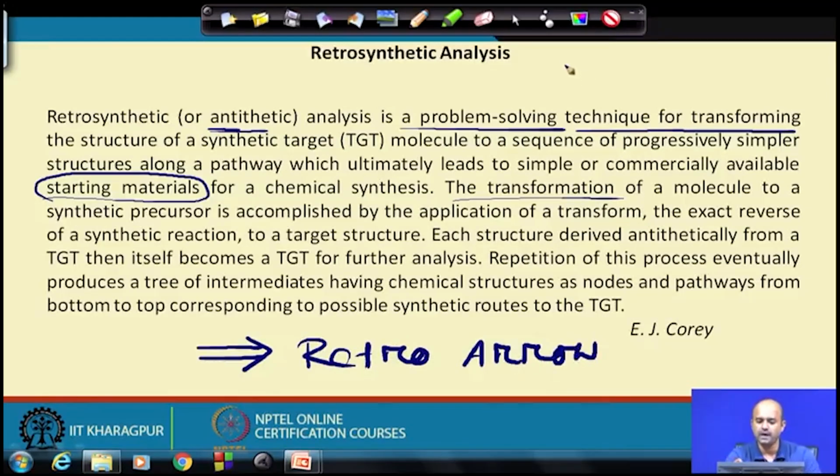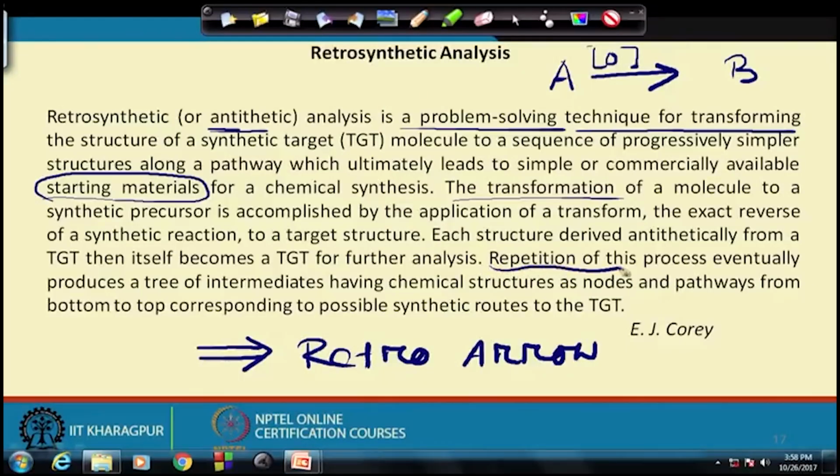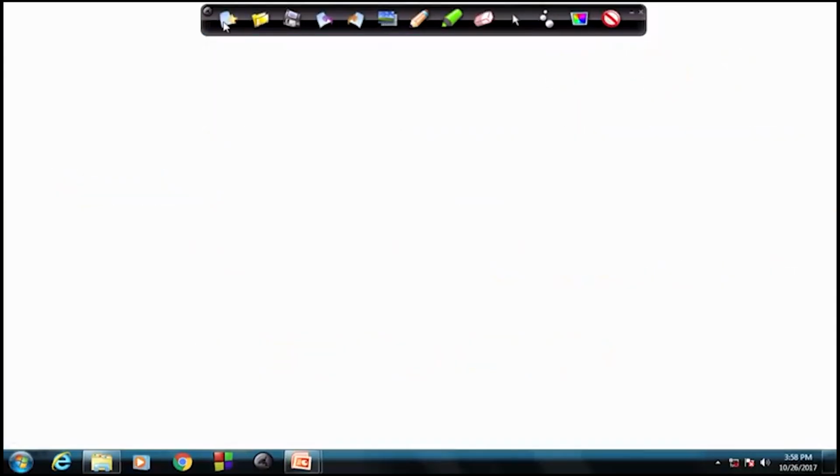When you do a forward reaction, you put a starting material A, you put an arrow, you put some reagent, let us say you are doing an oxidation reaction, you get B. This is a forward arrow. If you do this arrow, it is called a retro arrow, which can be done on a piece of paper or you can even do it in a computer. So, this repetition of this whole process eventually leads to a tree of intermediates. I will explain it again.